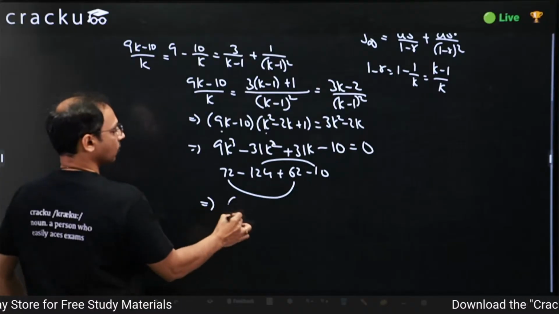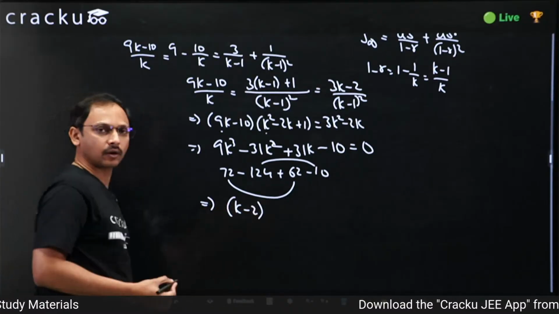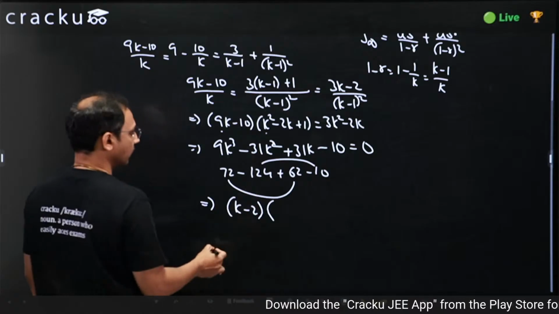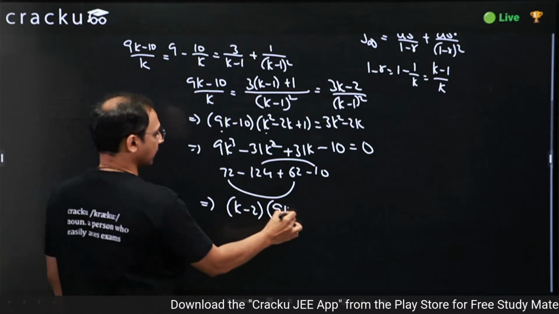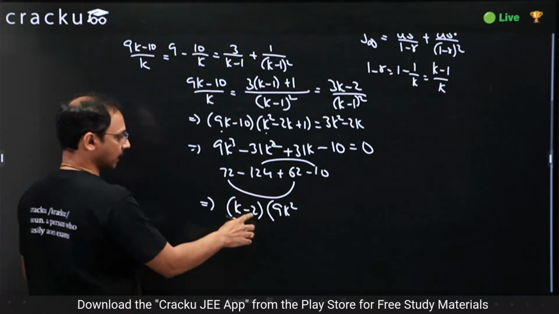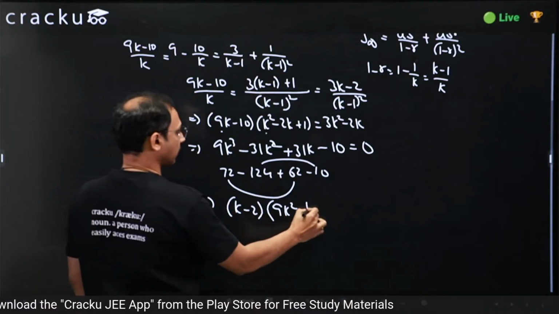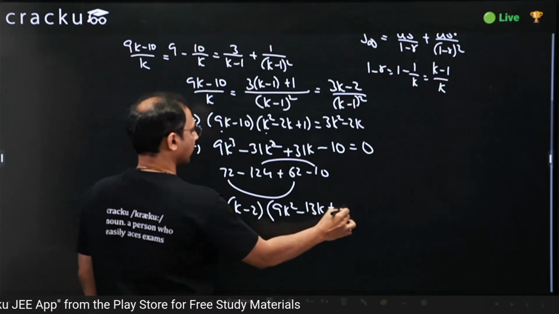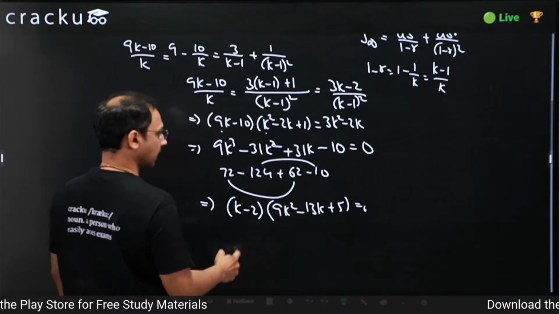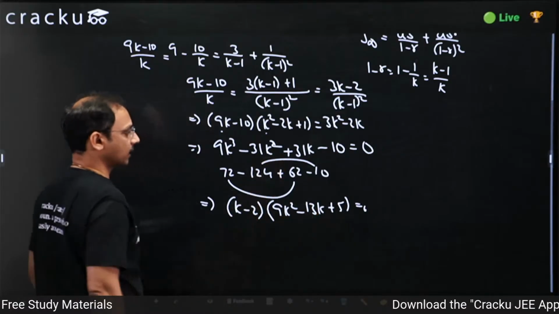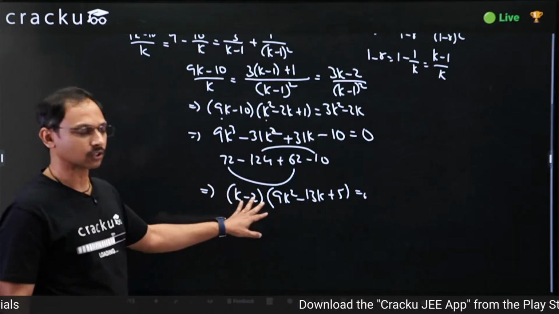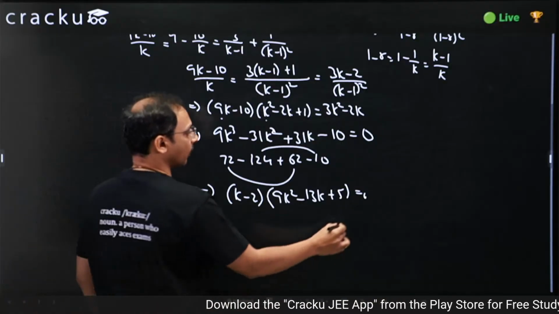So you can have a common factor of k minus 2. And when you divide, I get 9k square, I need minus 31, that will be minus 18 minus 13 and plus 5, so that I'll get a minus 10, and 5k plus 26k is 31k. So I got my first root, from which I'll get the second quadratic.